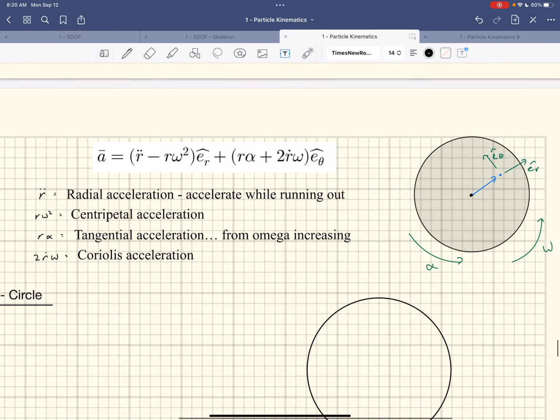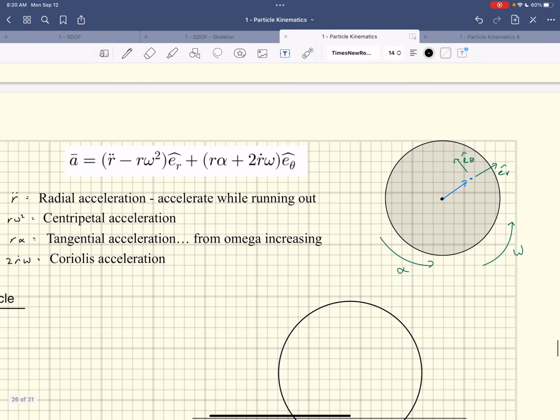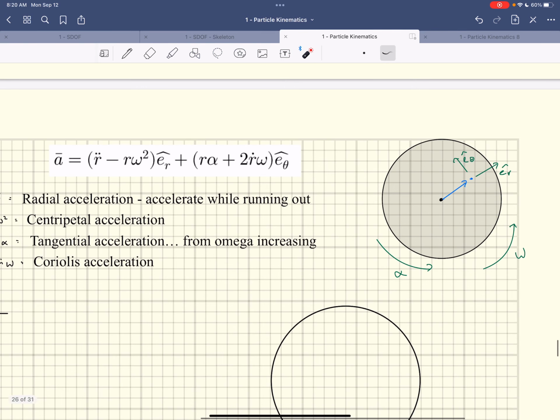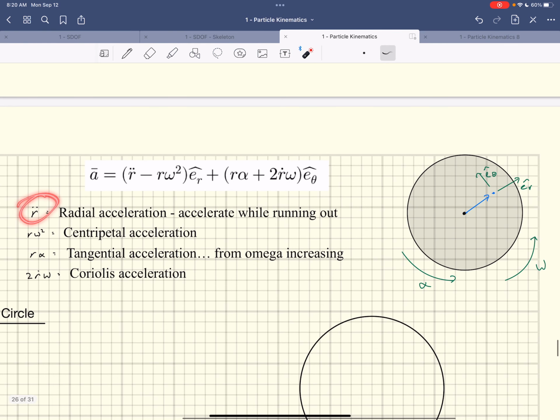Okay, we'll spend a little more time on that later, but this one's a little bit different, right? I can picture these other ones pretty easily. If I'm sprinting towards the outside, obviously I'm accelerating. If it's rotating around, I need to accelerate back towards the middle, otherwise I go flying off at a tangent. If somebody's increasing omega, I'm going to feel a push behind me to make me speed up.